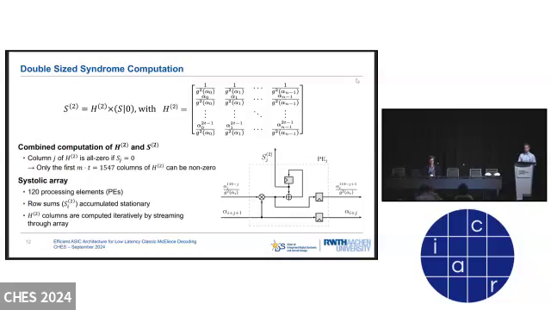And we map this iterative structure also on a systolic array, where we compute columns of the double-sized parity check matrix by streaming column values through the array and then accumulating the values of the double-sized syndrome locally in a processing element.